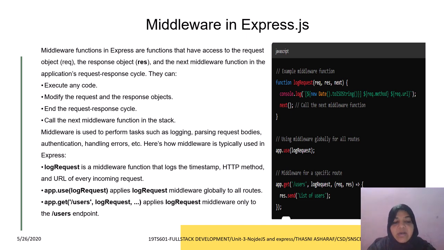Next one is an Express example, which contains logRequest, a middleware function which logs the timestamp, HTTP method, and the URL of every incoming request. Next, app.use(logRequest) applies the logRequest middleware globally to all routes. Next, app.get('/users', logRequest) applies the logRequest middleware only to the users endpoint. So to use middleware globally for all routes, we use app.use(logRequest). For a specific route, we use app.get('/users', logRequest), sending the list of users.